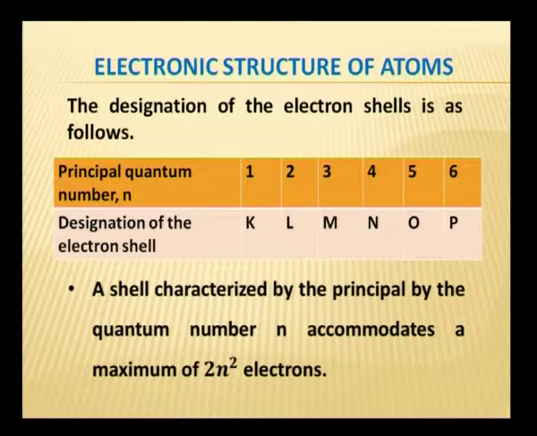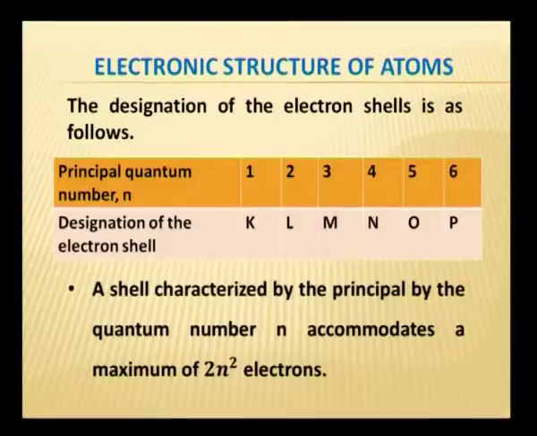Take the case of sodium. You have 11 electrons. How many will you have in the first shell? I told you the first shell can accommodate only 2 electrons, because for the first shell n is equal to 1, and 2n square gives 2. Out of 11, 2 have gone to the first shell. Now, how many are remaining? 9. How many can you put in the second shell?